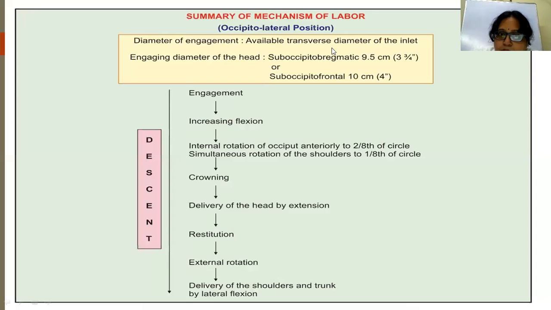So in a normal occipito-anterior or occipito-lateral position, how does the head engage? It engages in the available transverse diameter. This is the transverse diameter of the inlet. If it is occipito-lateral, then the engaging diameter will be suboccipito-bregmatic. This is called the bregma. So this is the engaging suboccipito-bregmatic diameter. See, from below this is the suboccipito.